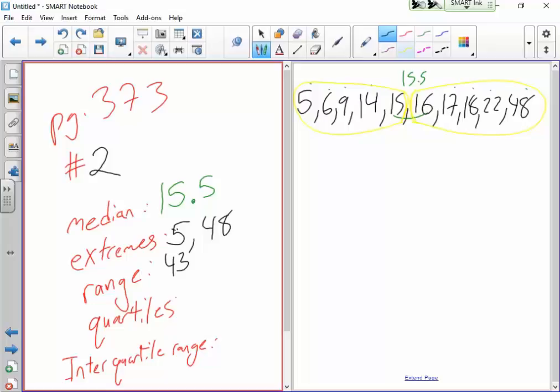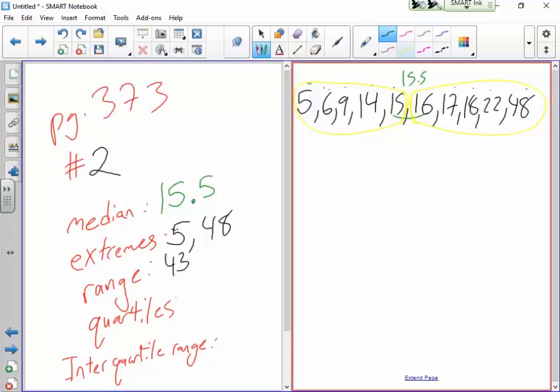Cool. Next we get to quartiles. You get the middle of each side, so the lower quartile will be 9, because I can go low, high, low, high. Oh, there's my lower quartile, 9. Is that okay? Was that too fast? Okay. Upper quartile is 18, because we go 16, 48, 17, 22. Oh, 18. It's my upper. So I've got 9 and 18.